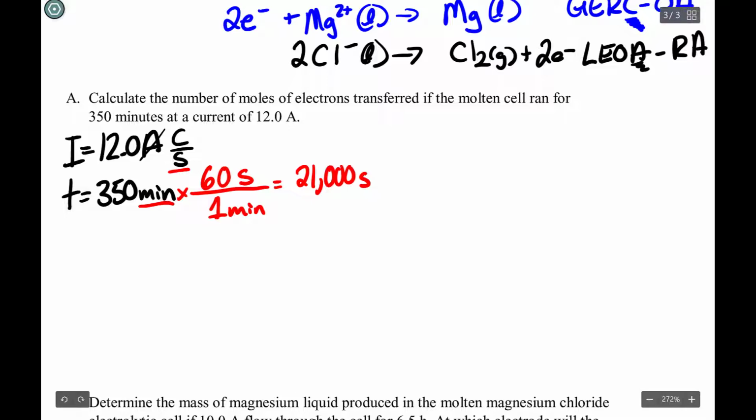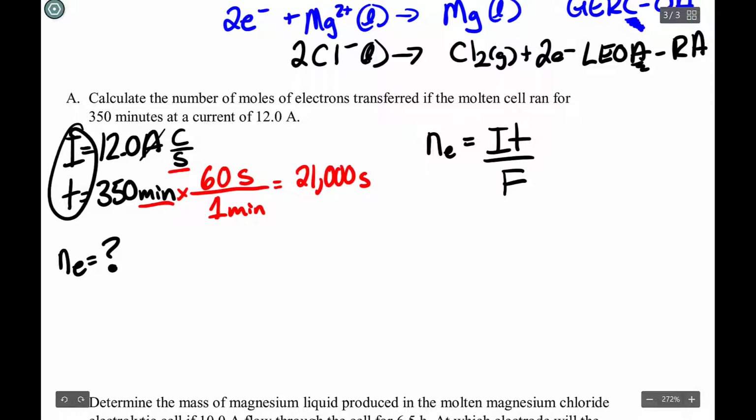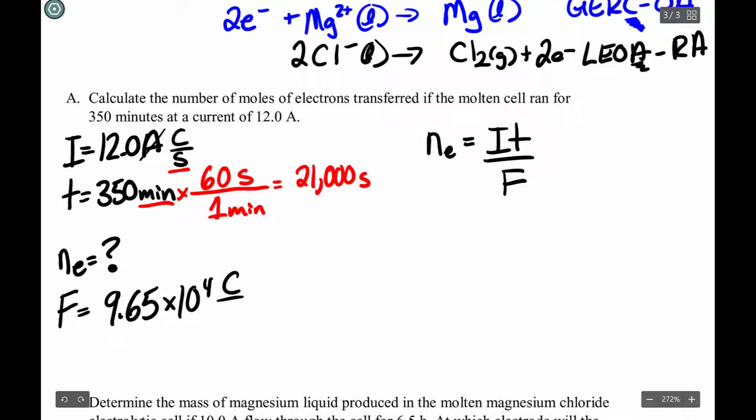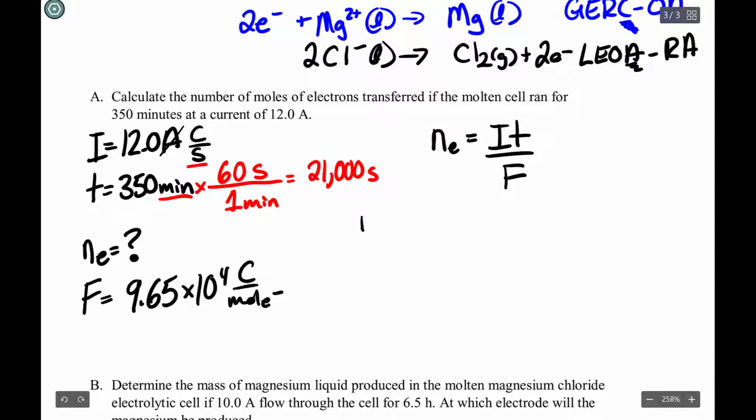Now, the question itself is to calculate the number of moles of electrons, which makes me think I'm going to be using this equation. Moles of electrons is I t over F, because this has I t in it and it's solving for moles of electrons. The only thing that's missing is my Faraday's constant, which is 9.65 times 10 to the 4 coulombs per mole of electrons. So we'll substitute everything in.